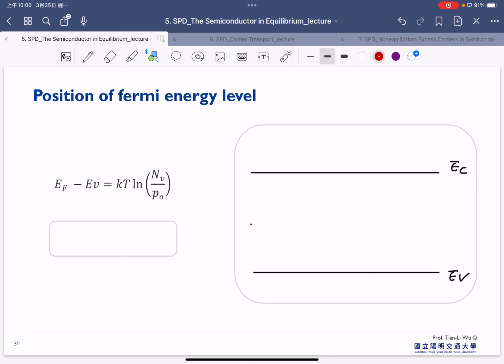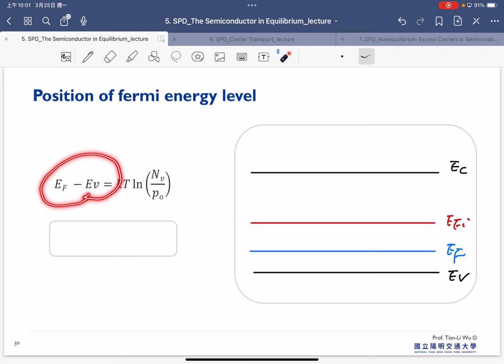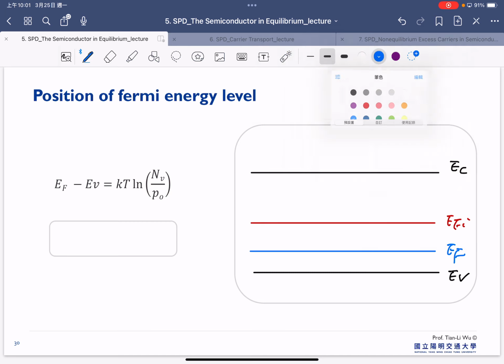So similarly, we have the EFI in the middle, and we have the EF that's close to our valence band, and therefore EF minus EV is related to the natural log of NV over P0, and also EFI minus EF is equal to KT natural log P0 over Ni.